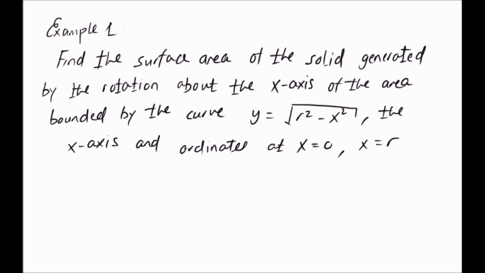So find the surface area of the solid generated by the rotation about the x-axis of the area bounded by the curve y is equal to the square root of r squared minus x squared. So the area is bounded by this curve, by the x-axis, and the ordinates at x equals to 0 and x equals to r. The question is very straightforward. Hakuna hata haja ya kuchora diagram.